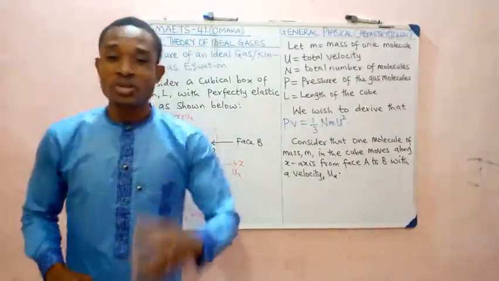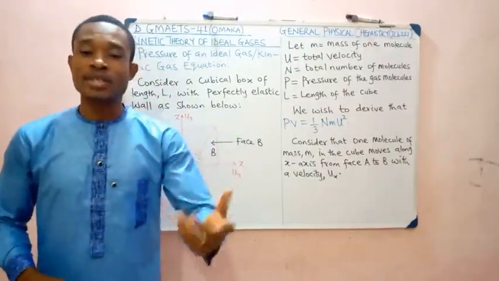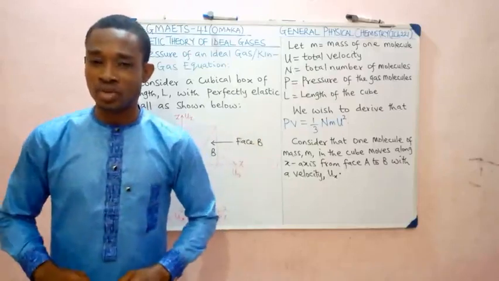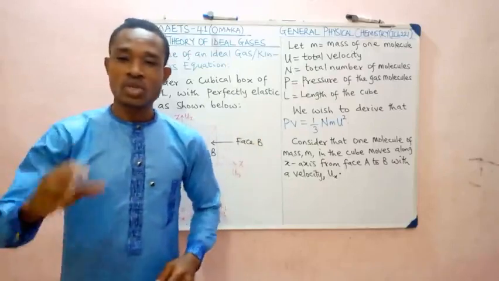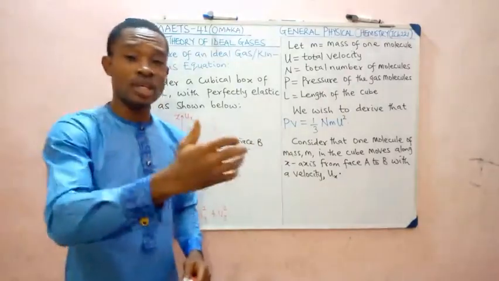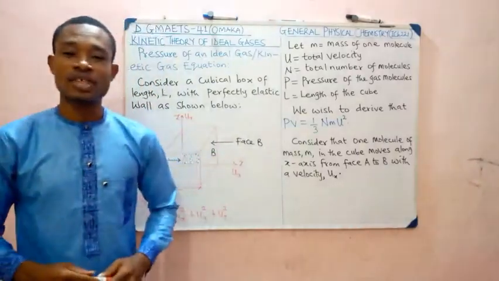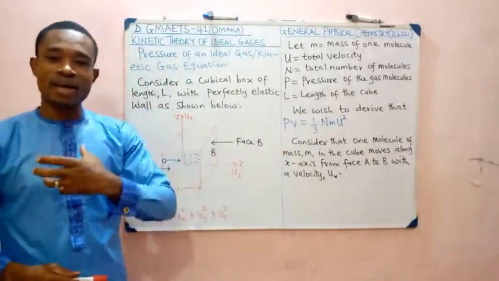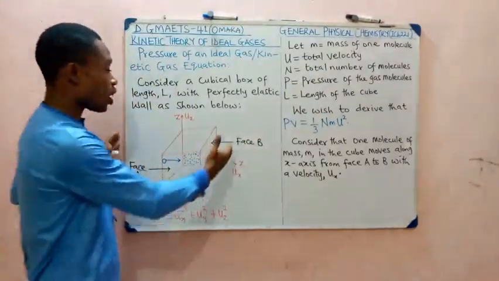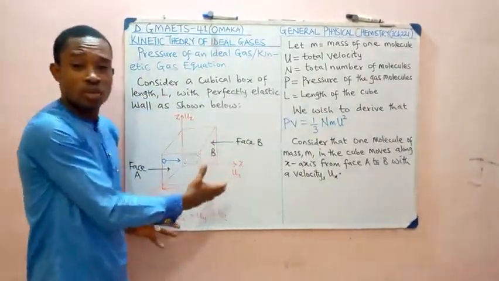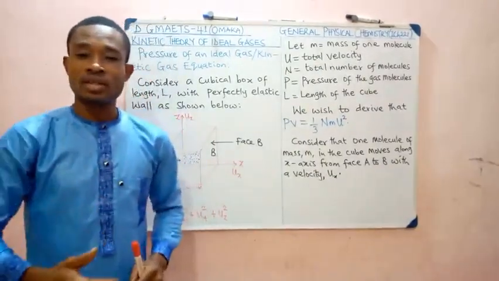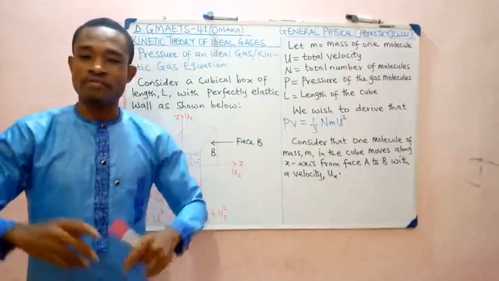We've chosen to use space coordinates x, y, z, knowing that gas molecules move randomly in all directions. And so we're going to consider that a gas molecule moves from face A towards face B and then collides against face B, rebounding back to where it came from, that is back to face A. That's what we try to depict, to show on the board here. Each of the coordinates x, y, z has its corresponding velocities.